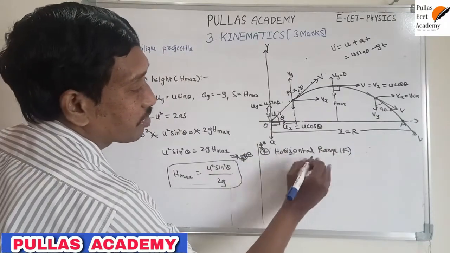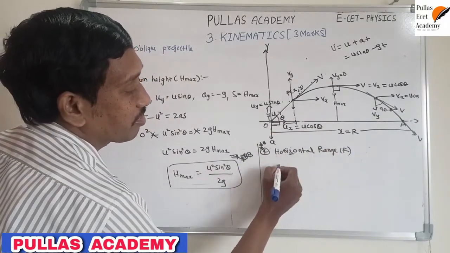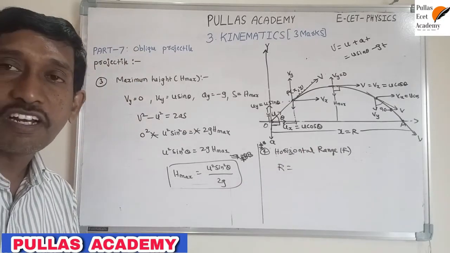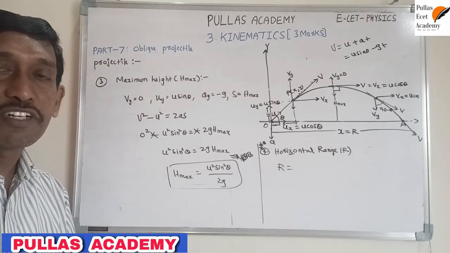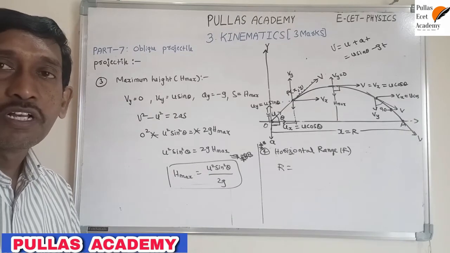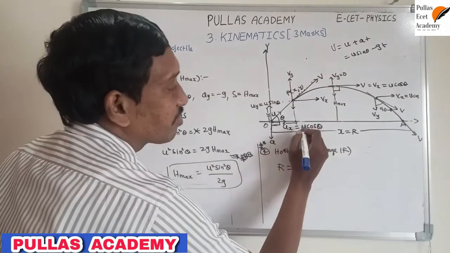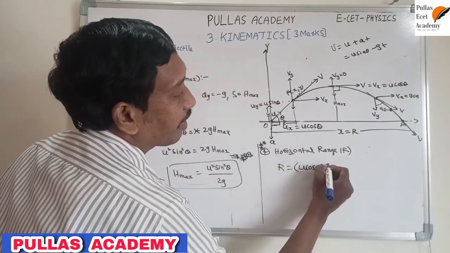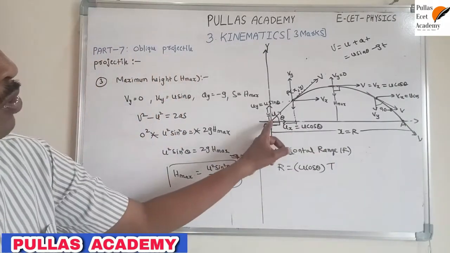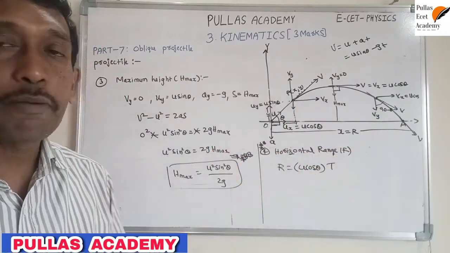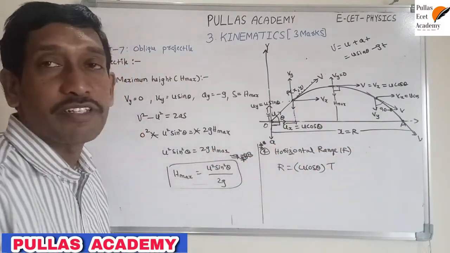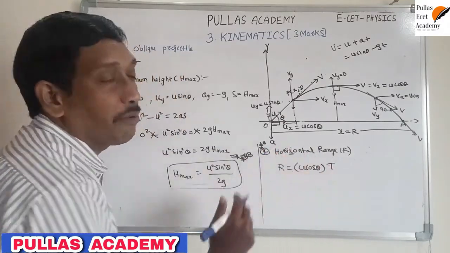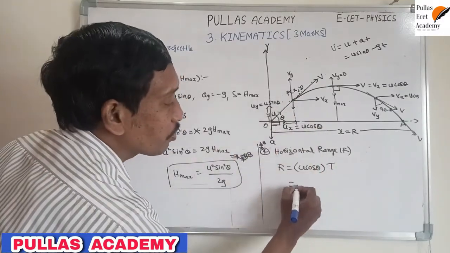If you want the expression for horizontal range, it is the displacement along the horizontal direction. Along the horizontal direction its motion is uniform. If its motion is uniform, distance is equal to speed into time. Along the horizontal direction the velocity is always u cos theta, into the time taken, which is the time of flight. From O to A, the total time taken is the time of flight. That's why u cos theta into T is the formula for horizontal range. We don't know the time of flight directly, so then substitute this formula.